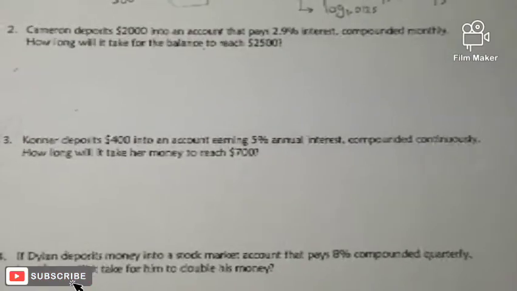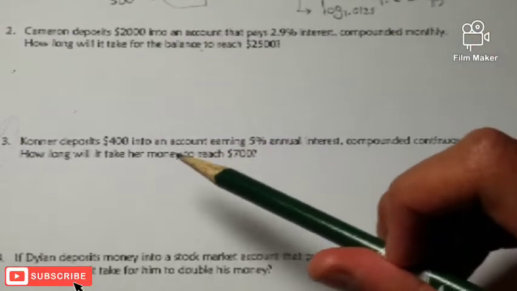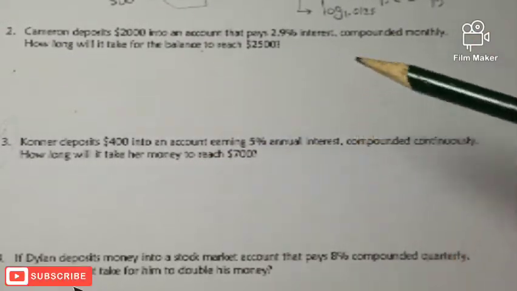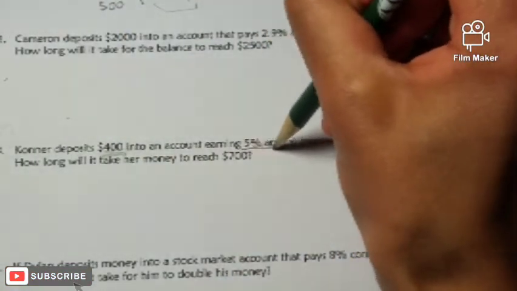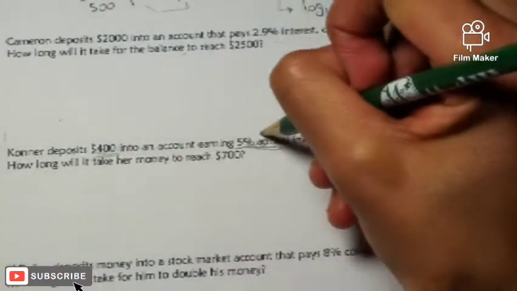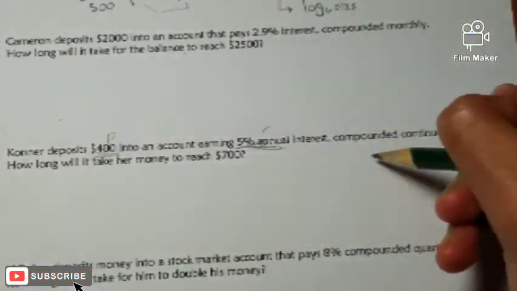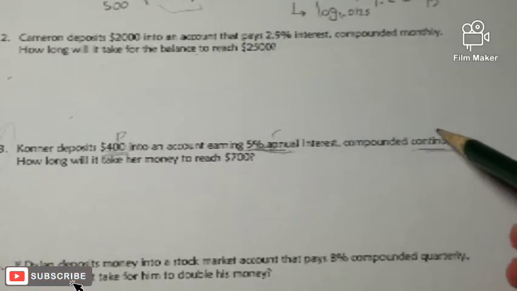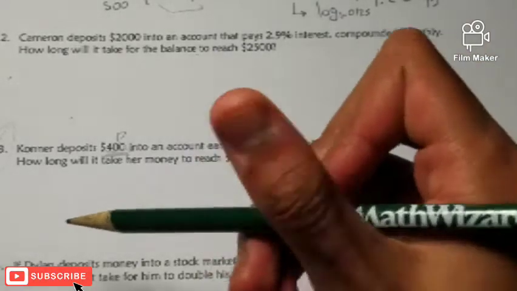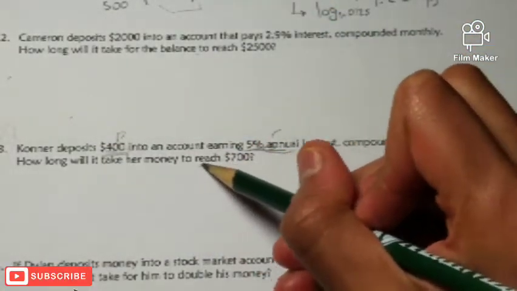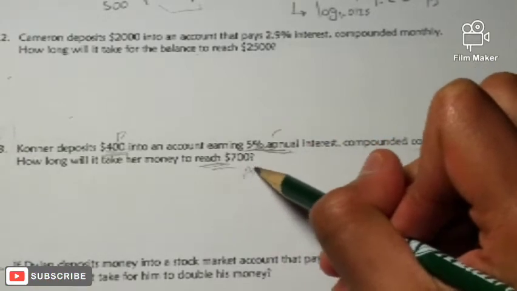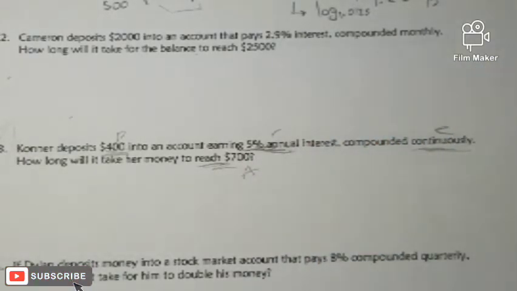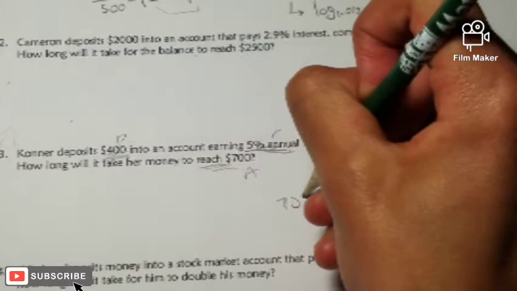Connor deposits $400 into an account earning 5% annual interest. So your $400 principal, 5% annual interest rate, compounded continuously. This secret word right here gives it away that you're using E. Then how long will it take for her money to reach this? Oh, final amount. We put that there, 700. Pretty much have the whole thing set.